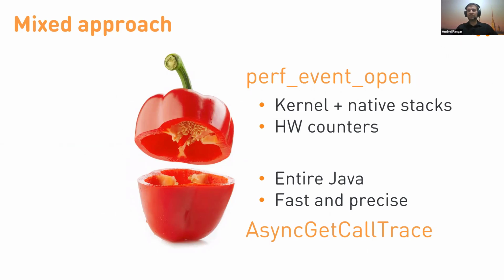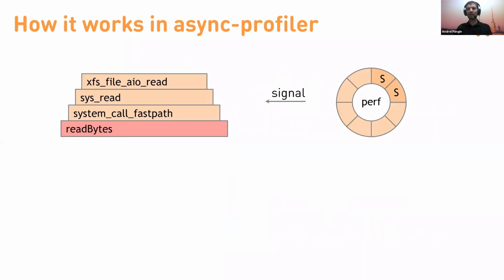It would be nice if we could mix both approaches: use perf_event_open API to get kernel and native stack traces and to make use of hardware performance counters, while for the Java part rely on AsyncGetCallTrace API, which works pretty good, and it knows how to work with interpreted frames. And exactly this idea was implemented in Async-profiler. It uses perf_event_open API directly without relying on perf.